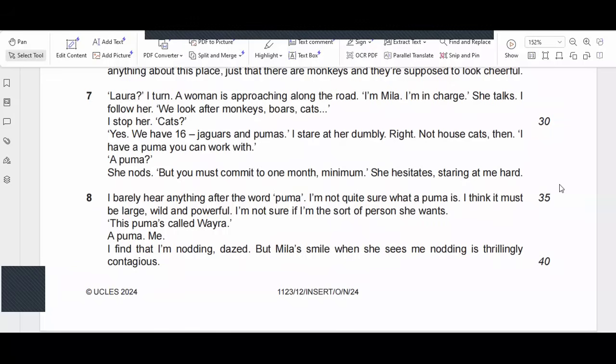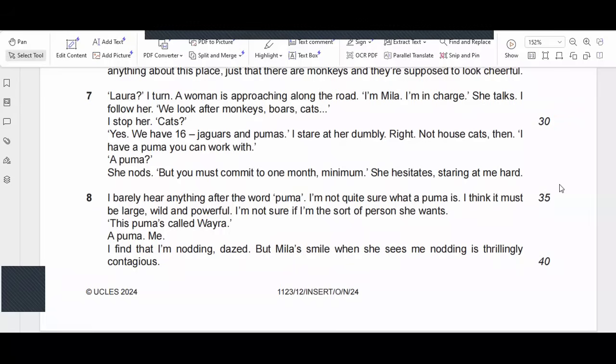So, meanwhile, she was busy in the discussion with the veterinary doctor. She heard another voice. Someone calls the narrator's name, and when she turned around, she saw a woman walking towards her on the path. The woman introduces herself as Mila and says that she's the person who manages everything here. She begins describing the creatures they care for, and the narrator walks beside her as she talks.